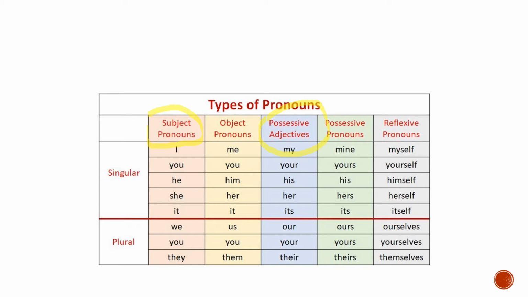Singular means one thing or one person, like a book or Amina, Siti, or I. In contrast, plural means more than one. It's either two, three, or up to a bigger number. So it consists of we, you, and they for subject pronouns. And for possessive adjectives, it consists of our, your, and their.